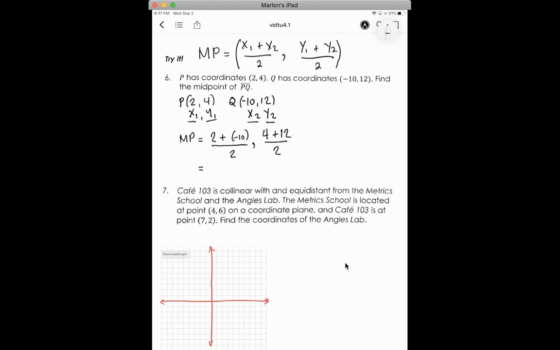All right, so let's simplify. 2 plus -10, of course, that will give us -8 over 2. Let's copy that. 4 plus 12, 16 over 2. So let's simplify all that. -8 over 2 is -4. 16 over 2 gives us 8. So therefore, our midpoint is at (-4, 8).